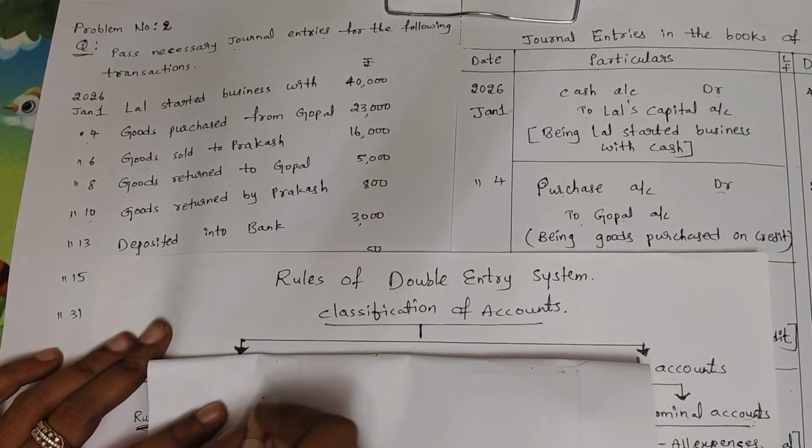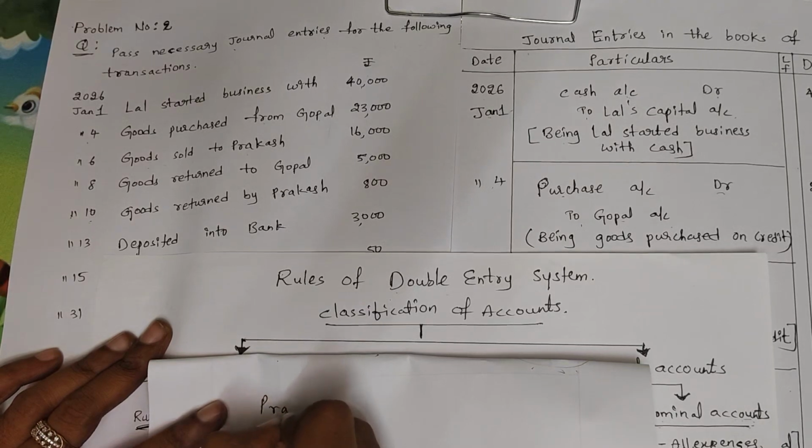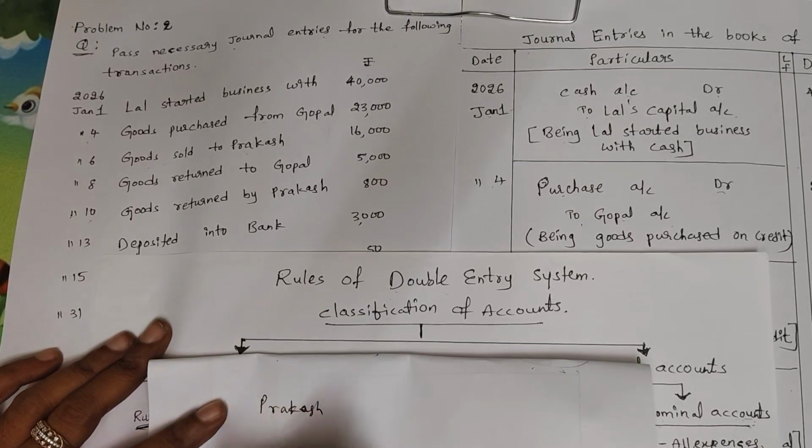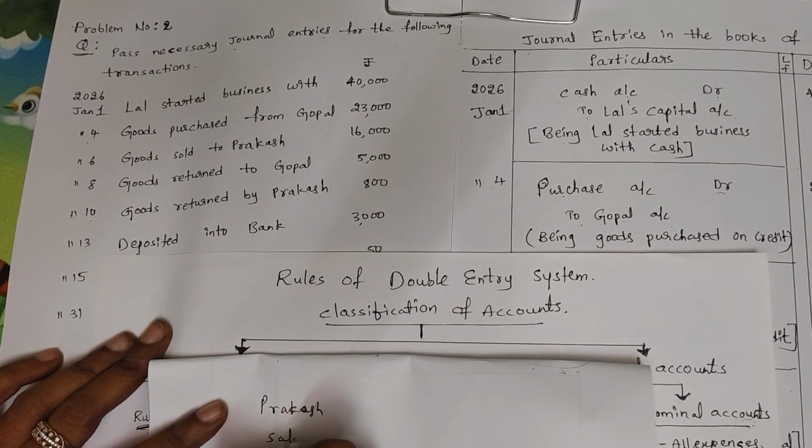Okay. So now what are the two aspects here? Prakash and sales returns.